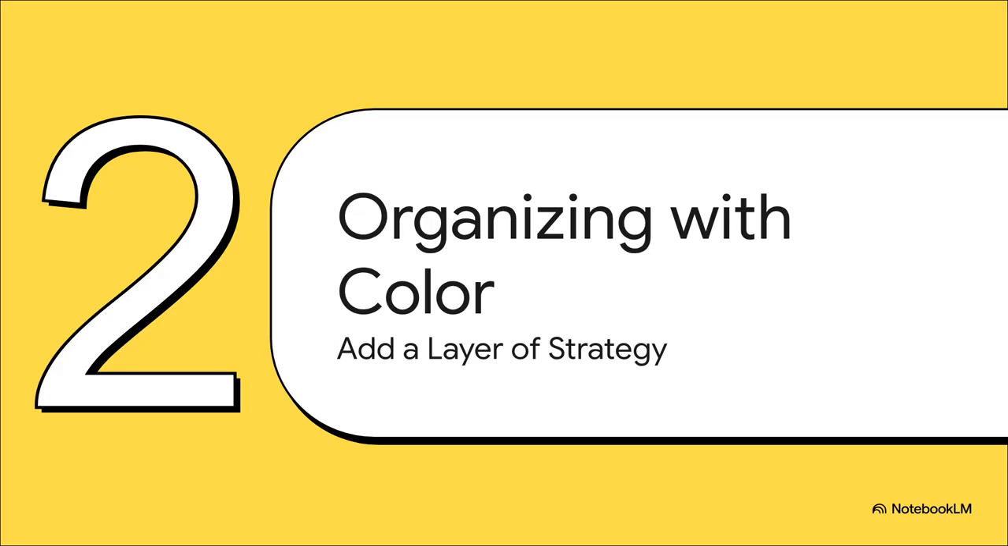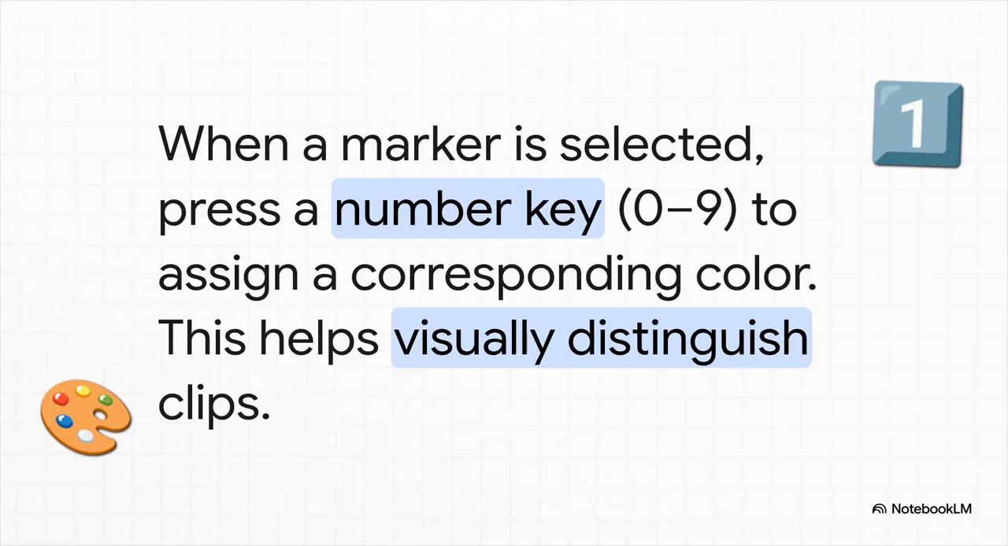Okay, so you've marked all your best takes. Now for the really smart part. Let's add a layer of strategy using color. This is where you go from just collecting clips to actually building the foundation of your story. It's as easy as it sounds. You just select one of the clips you marked, and then you tap a number key from 1 to 0. Instantly, you've assigned a color to it.